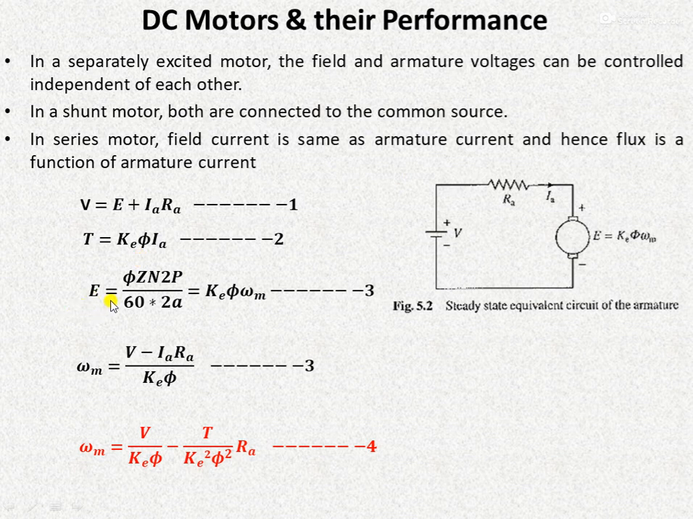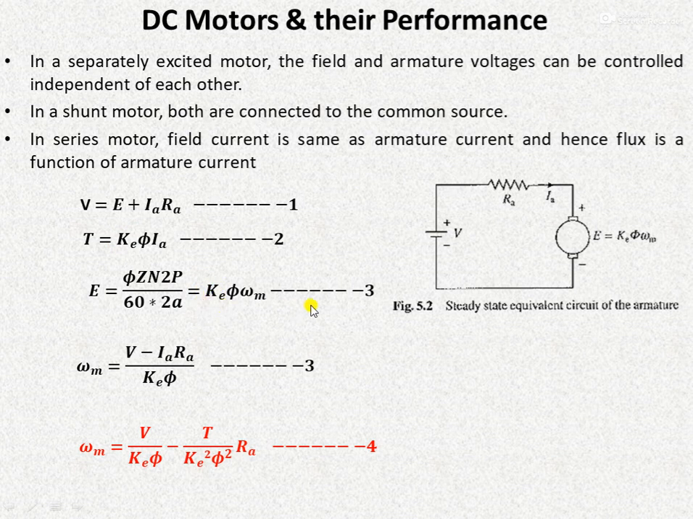Similarly, the relation for back EMF is same as that of the relation for generated EMF in the case of a DC generator. That can be written as E is equal to phi P N Z by 60A. Now while converting this N, that is actually the speed in RPM to radians per second, you are quite familiar with that conversion, that is omega is equal to 2 pi N by 60. So while making suitable conversions here, we will be able to write that E is equal to Ke phi omega m. The constant which is appearing in the torque relation and in the back EMF relation will be one and the same.